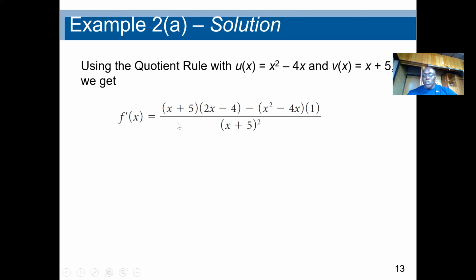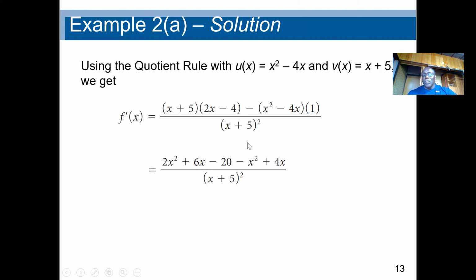What is the denominator? The denominator again is x plus 5. So we bring x plus 5 at the top, multiplied by the derivative of what? The numerator, which is x squared minus 4x. So x squared will give me 2x, 4x will give me 4. Minus the derivative of the denominator, x plus 5. The derivative of x is 1, the derivative of 5 is 0. So we get 1 times the numerator, which is x squared minus 4x. Everything divided by the denominator squared, which is x plus 5 all squared.